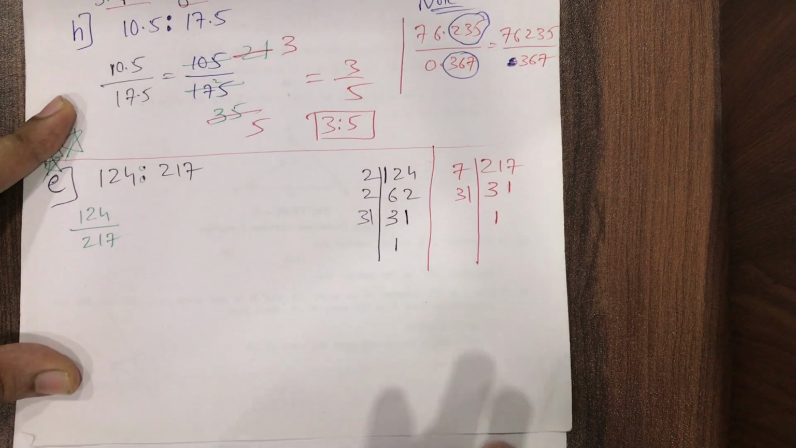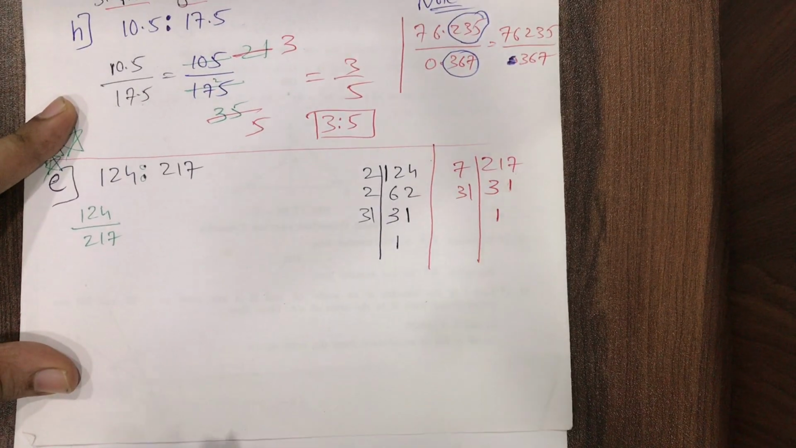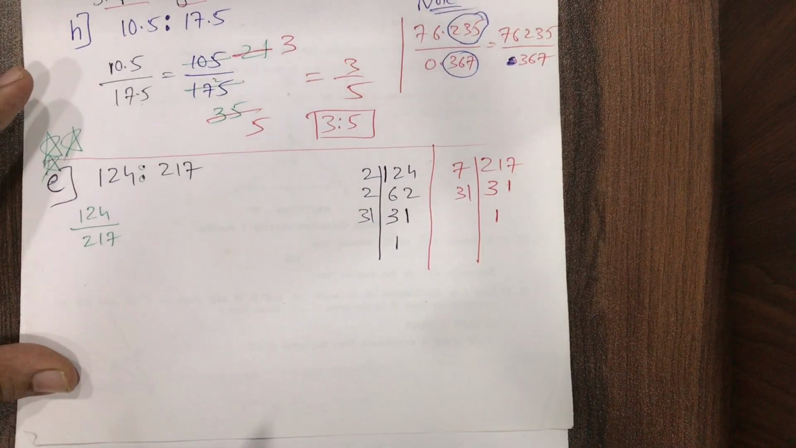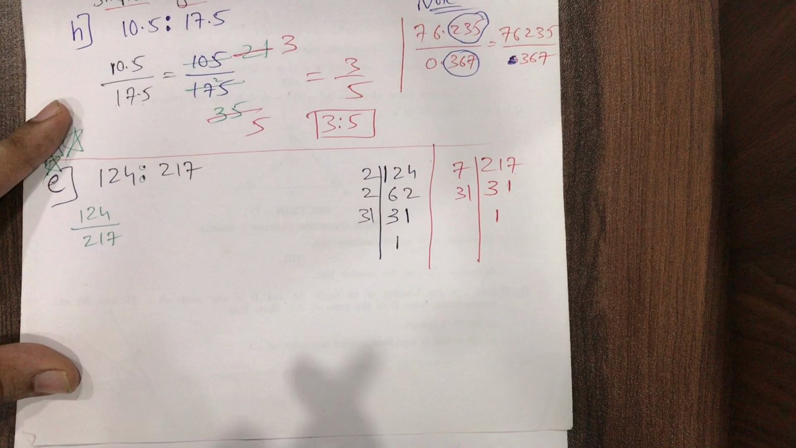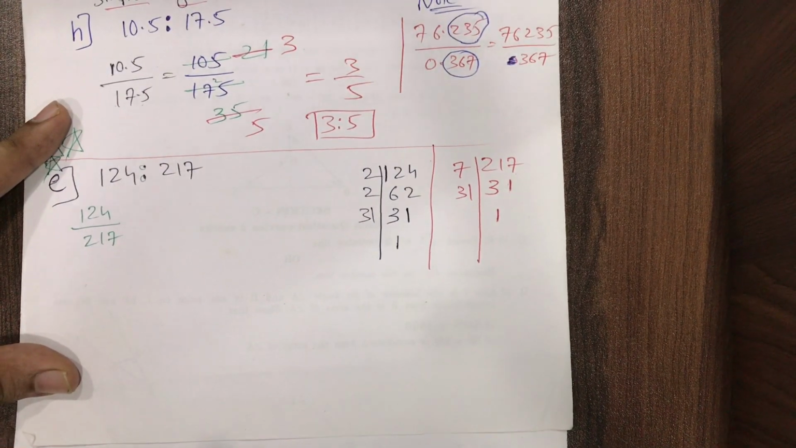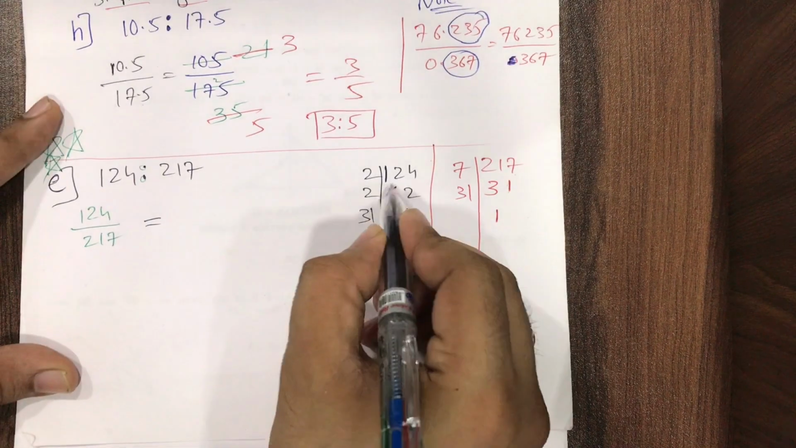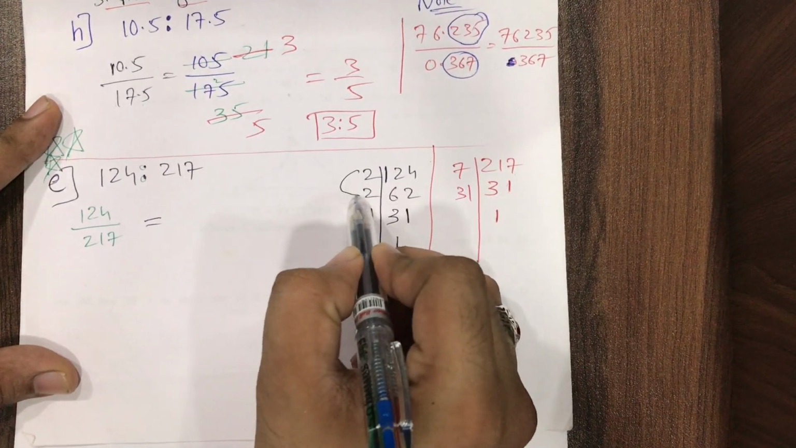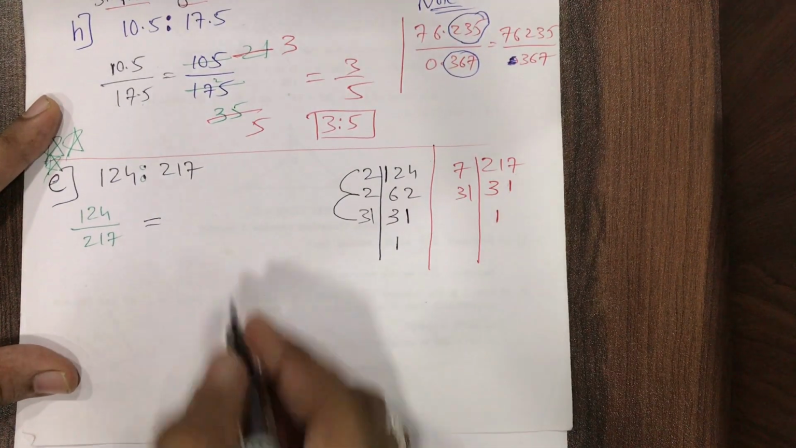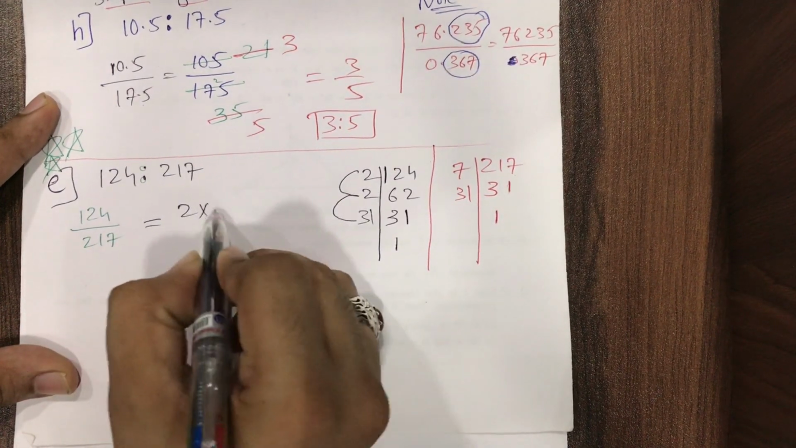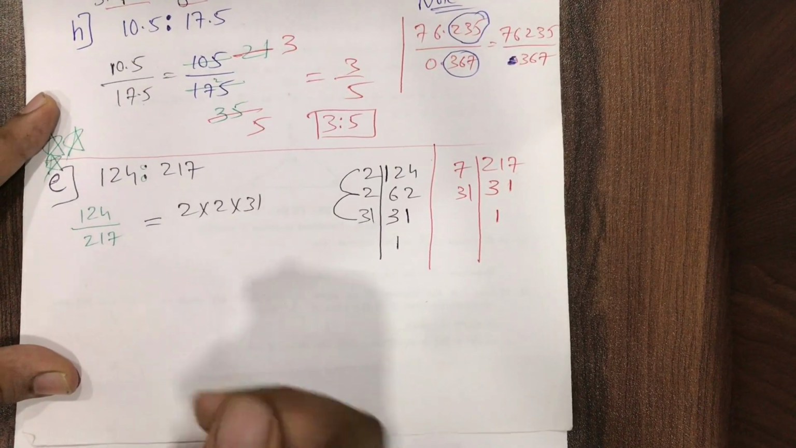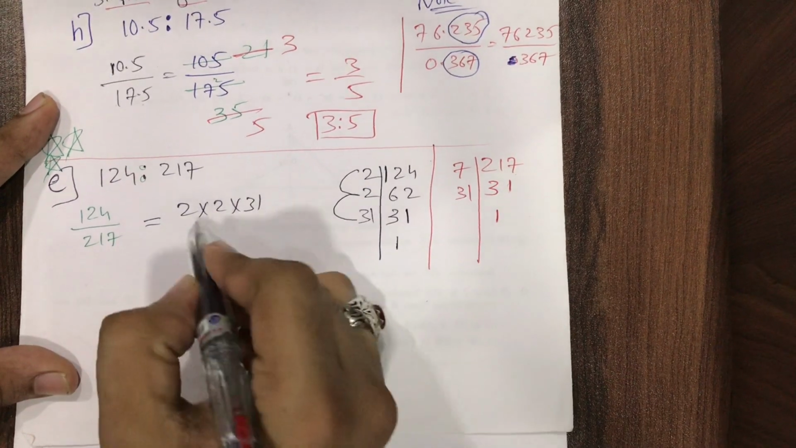Here comes the catch, students. Now just pay attention. Please pay attention to what I am doing on the board. See here. Now 124, which I have solved with the black color pen. Can I say 124 is nothing but 2 multiplied by 2 multiplied by 31? Agreed with me? So in the place of 124, I'll write 2 multiplied by 2 multiplied by 31. Okay? Now the upon sign as it is.